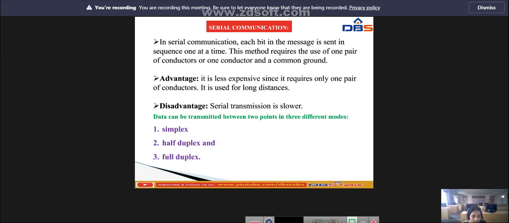So the data can be transmitted between 2 points, called point A and point B. Assume that point A and point B are two devices. Between the two devices I am going to transmit the data in 3 different modes: simplex mode, half duplex mode, and full duplex mode. Now I am going to explain what the simplex mode is.